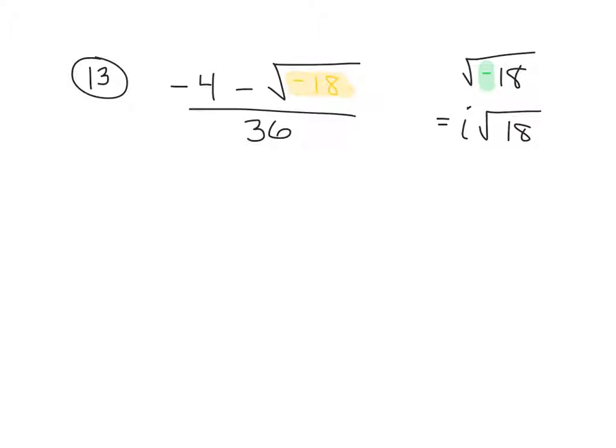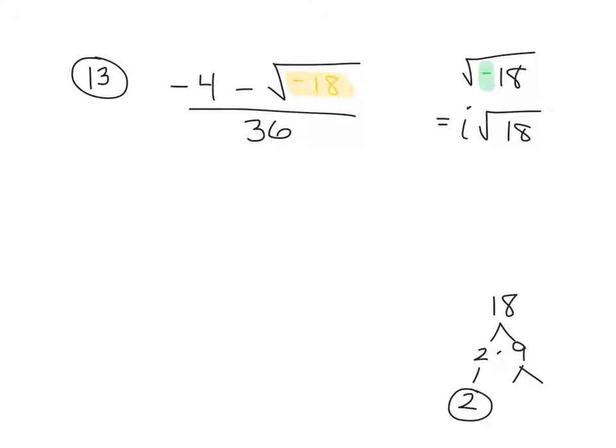Now I want to factor 18 into the set of prime numbers. So if I look at 18, I want to find two numbers that when multiplied together will give me 18. Well, I know that 2 times 9 is 18. Now I want to look at each one of these factors and see if I can factor those out any further. I can't factor 2 out any further because that's already a prime number. So I'll leave that as is.